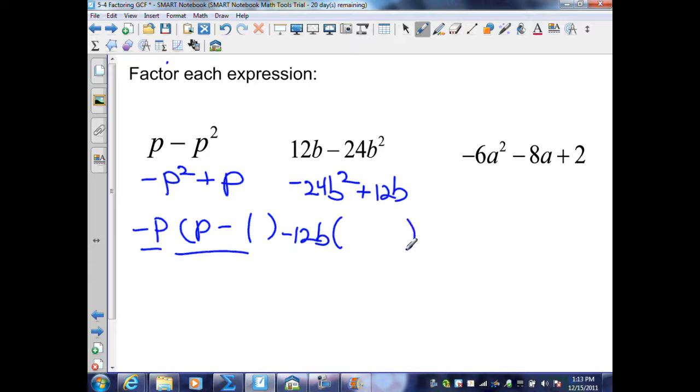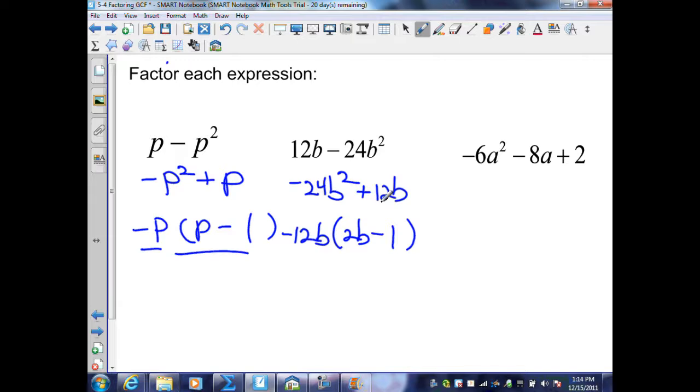Set the parentheses. 24 divided by 12 is 2. Negative divided by a negative is positive. B squared divided by b is b. Positive divided by a negative is negative. 12 divided by 12 is 1. B divided by b is 1. Distribute. Negative times a positive is negative. 12 times 2 is 24. B times b is b squared. Negative times a negative is positive 12. B times 1 is 12b.